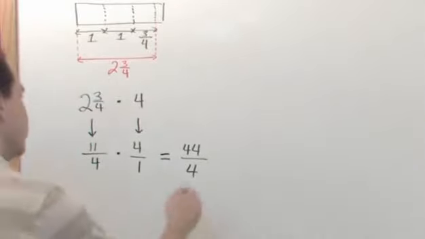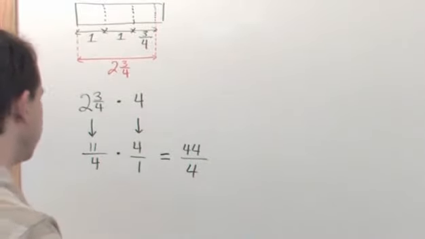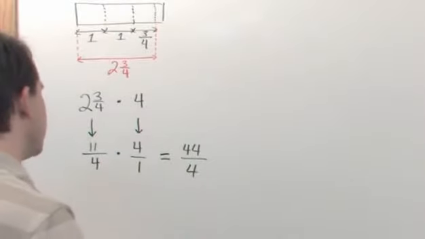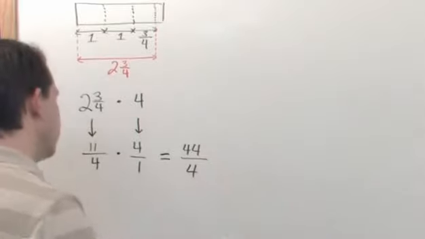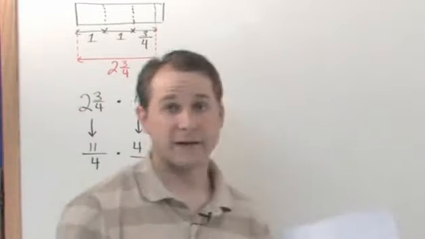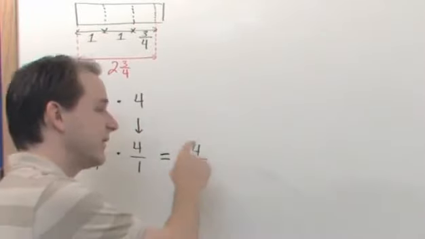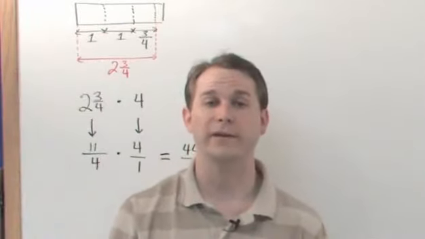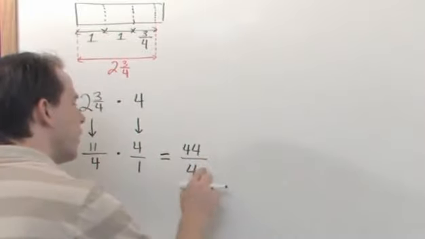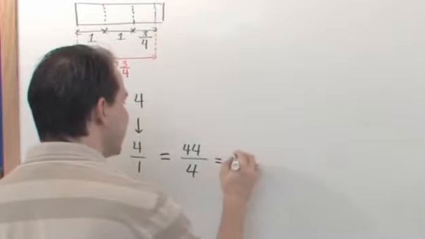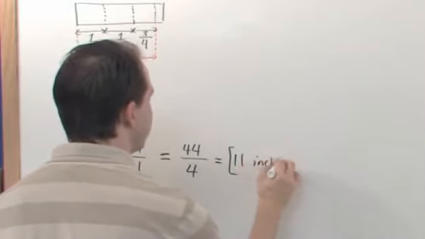Okay, let me ask you this. Remember, a fraction means division, right? A fraction means division. That is what a fraction is, okay? So when you take 44 and divide by 4, 44 divided by 4, what are you going to get? You just think back to your multiplication tables. 4 times what will give you 44? The answer is 11, okay? So 44 over 4 as a fraction is exactly the same thing as 11. And that's the answer, 11 inches, okay?